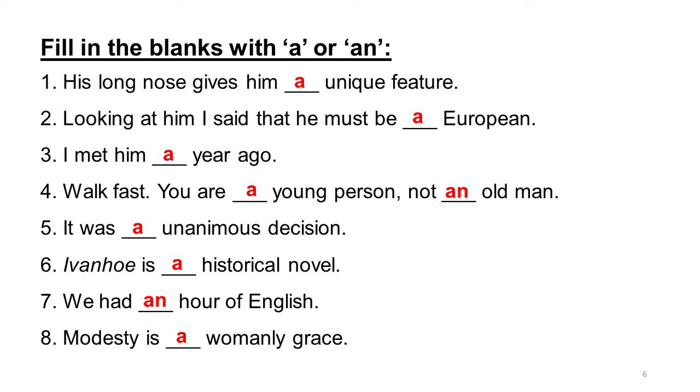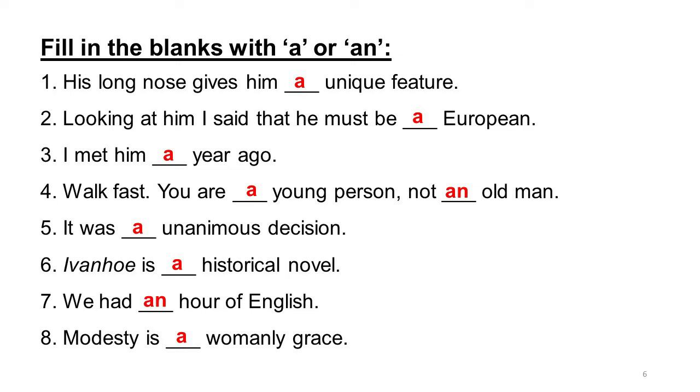So y is a consonant sound in any language, not just in Kannada. Even in English, it's a consonant sound. Just like unique, European also begins with a consonant sound. So even though it has a vowel letter in the beginning, we will not consider that and treat it as a word that begins with a consonant sound, and therefore again we have to use article a here. So looking at him, I said that he must be a European.